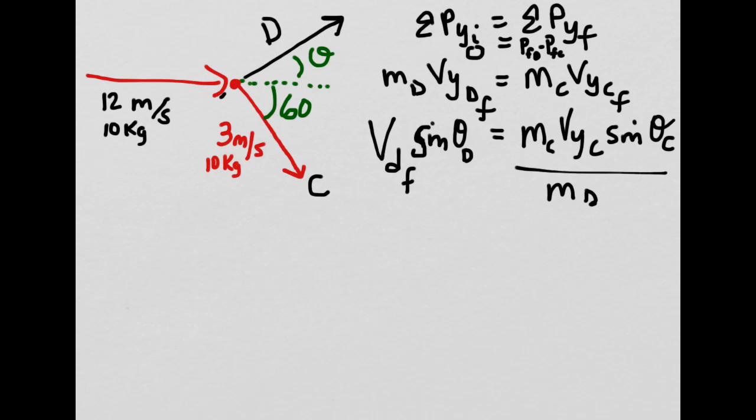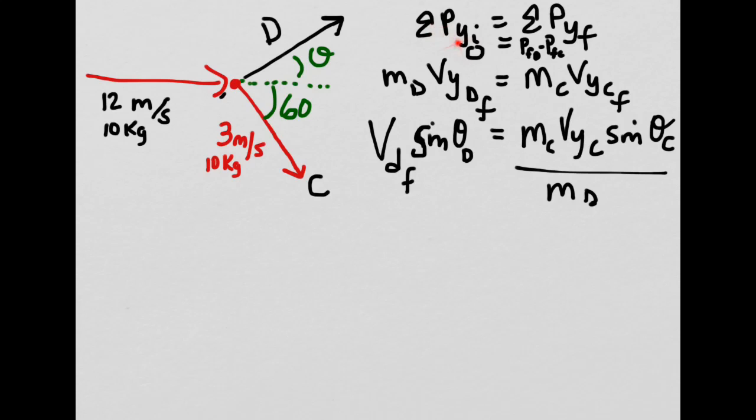All right, so this is the curling problem. You have object C hitting into object D. Object D goes up, object C comes down. We know that there is a sum of the momentum in the y direction, sum of the momentum initial and final.